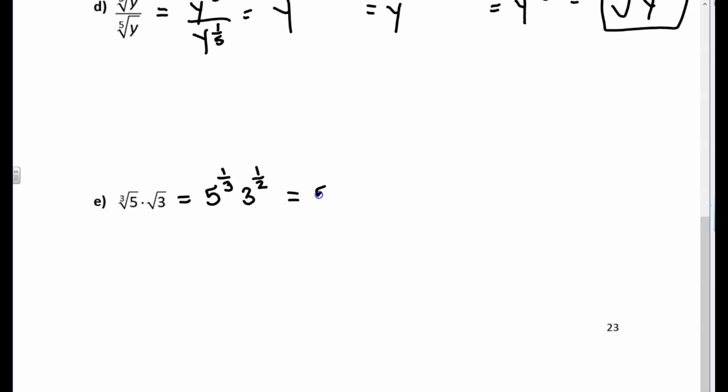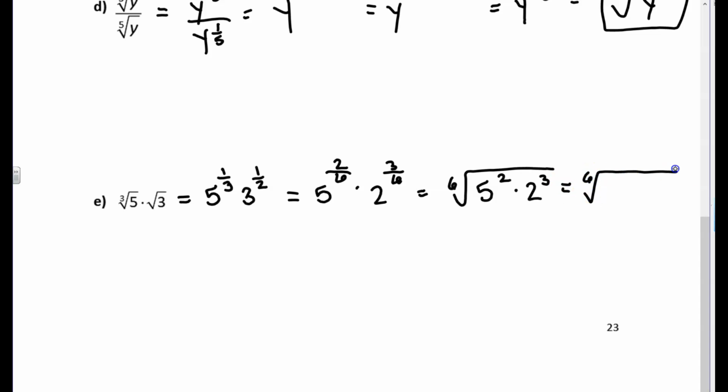So this is the same thing as 5 to the 2/6 times 3 to the 3/6, which means I could now rewrite them under one radical, the 6th root of 5 squared times 3 cubed. Well, I can go further than that. This is the 6th root of 25 times 27, and 25 times 27 is 675. So I get the 6th root of 675 as my final answer here.